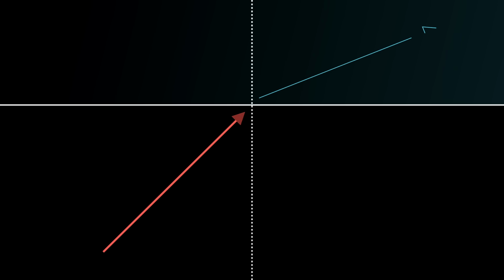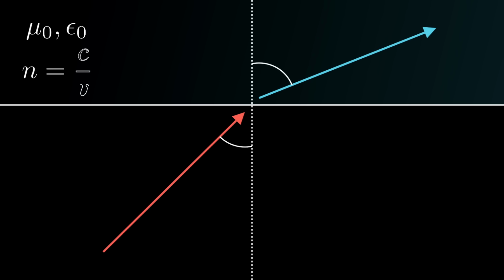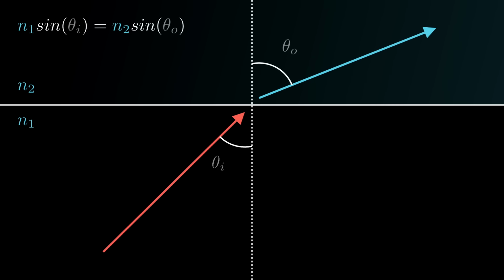In addition to reflecting, some light is going to refract, or go through the surface. Since light's no longer traveling in a vacuum, these two constants might change in the material, which will change the speed of light. So we defined a quantity called the index of refraction, which is the ratio of the speed of light in a vacuum to the speed of light in this new material. So when light enters a new medium, it bends according to Snell's law. The original index of refraction times the sine of the incoming angle is equal to the second index of refraction times the sine of the outgoing angle.